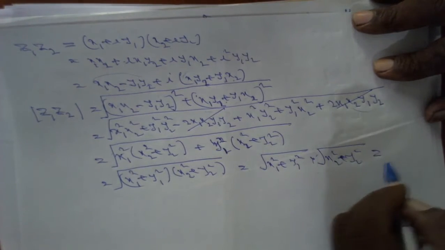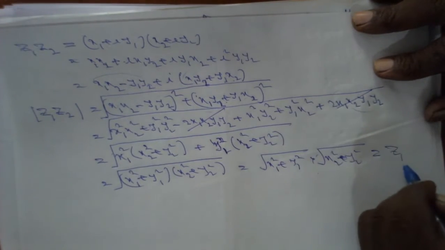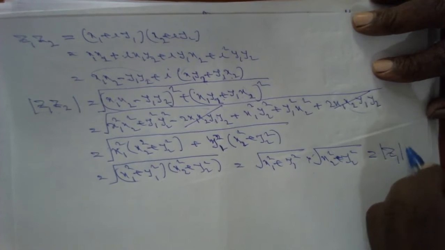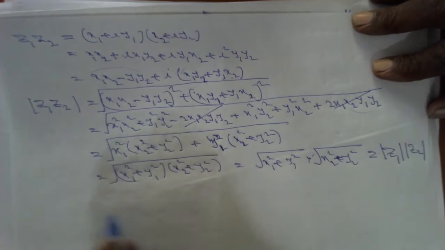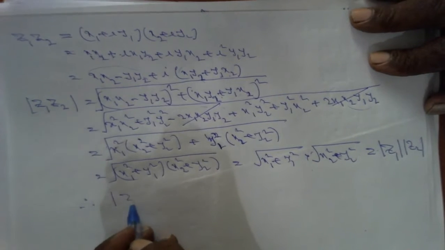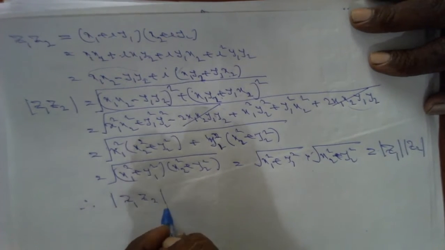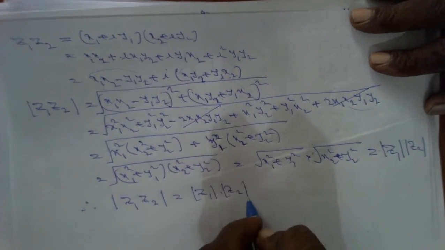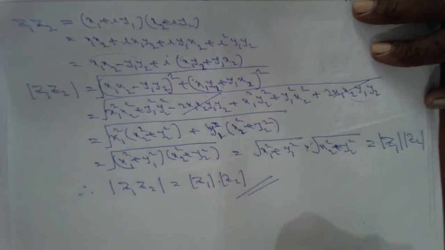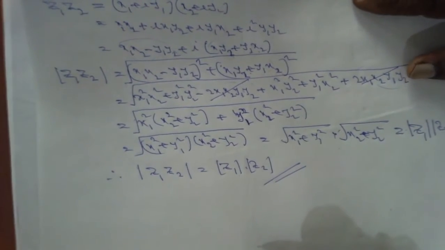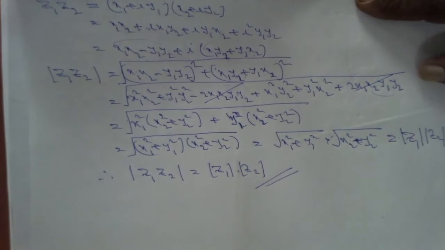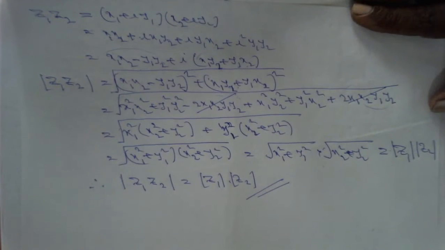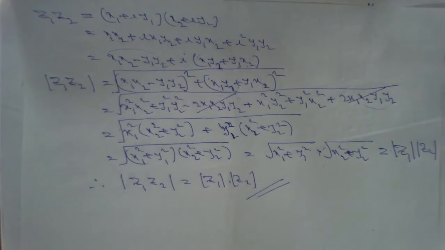So this equals mod C1 into mod C2. Therefore, mod C1 C2 equals mod C1 into mod C2. Right? Did you get the answer in this manner? Yes, sir.